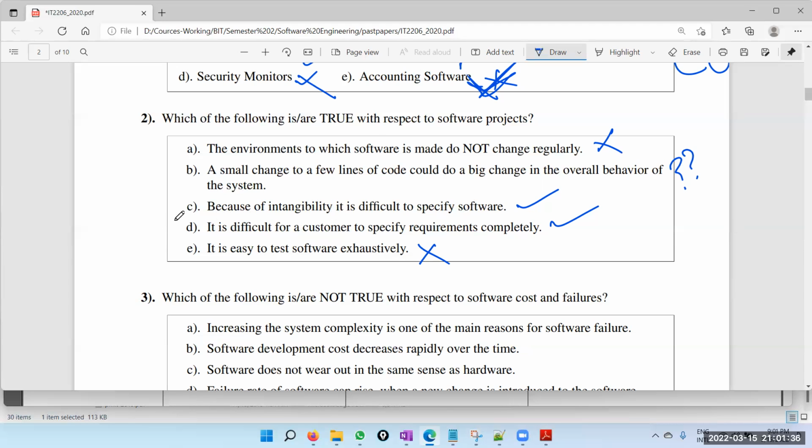Right. So for what is true, I will go for C and D. Small change to a few lines. Software can have that nature, but I am not sure about it, because that is a debatable answer. But I will go for C. Okay, I will go for all three, but B can be a debatable answer. Okay, second one, let's see.